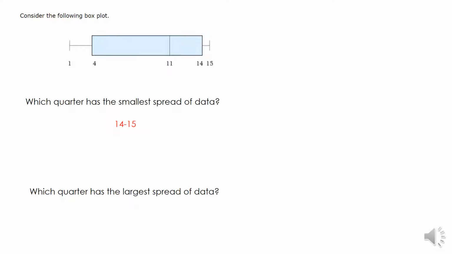Right, and again, if you examine your box plot, you can easily determine which quarter has the largest spread. You can see that 4 to 11 are spread out the most, so that quarter has the largest spread.